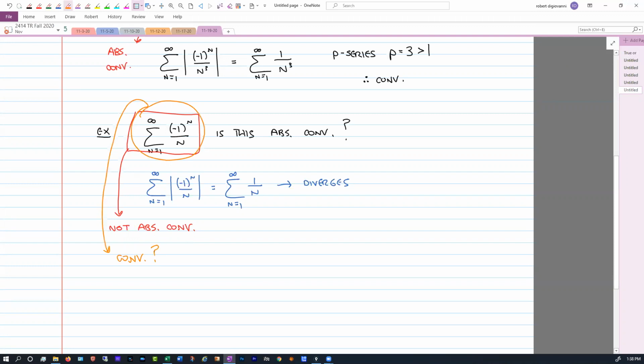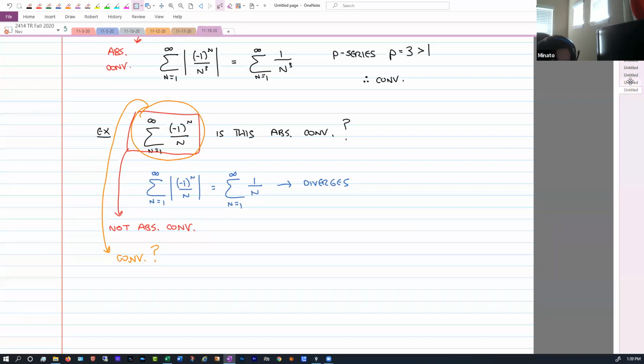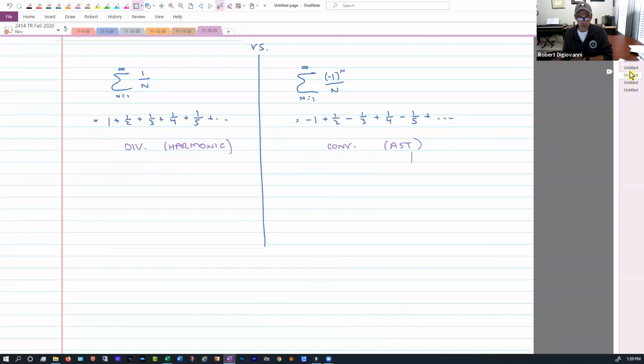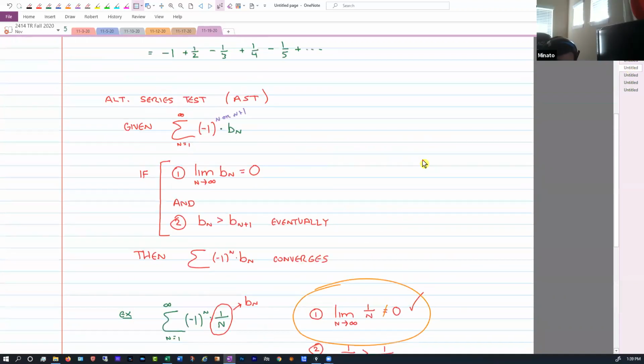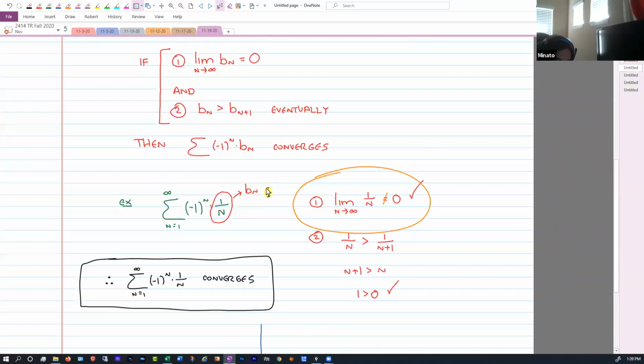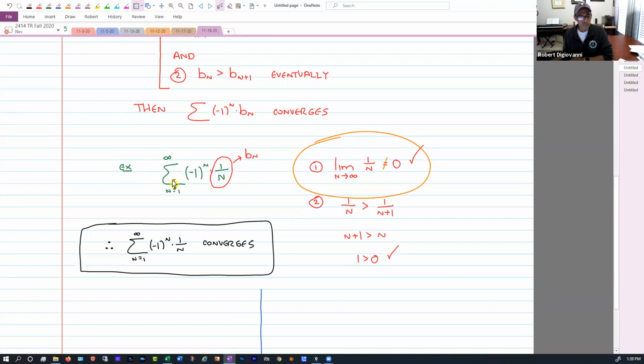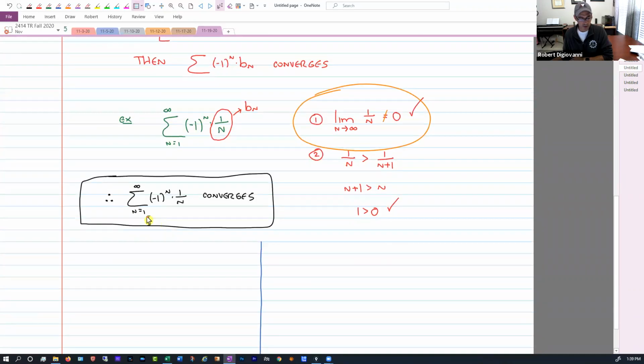Looks like the geometric series. No, because if we do AST, we would have 1 over n, and I don't think... Oh, wait a minute, didn't we just do that problem? No, it does converge. Never mind. Yeah, isn't that this problem right here? Isn't that the same problem? And didn't we show that it converged?